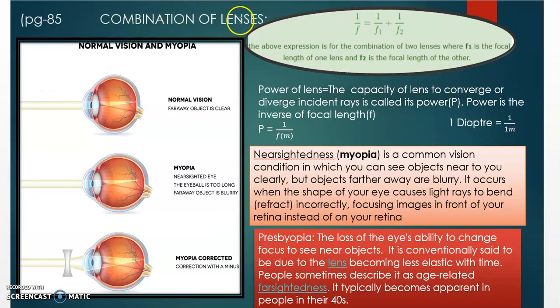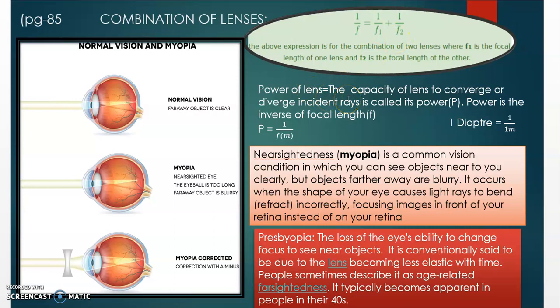Now next is the combination of lenses. That means you have to combine them. If there are two lenses, where f1 is the focal length of one lens and f2 is the focal length of the other, what will be the combination? 1 upon f is equal to 1 upon f1 plus 1 upon f2. This is very simple.